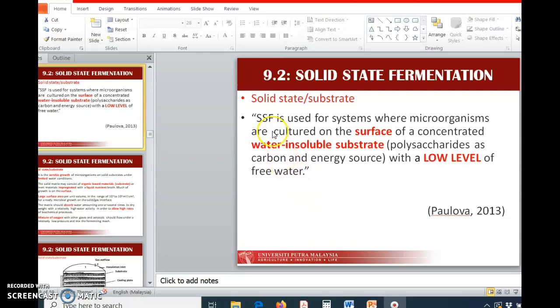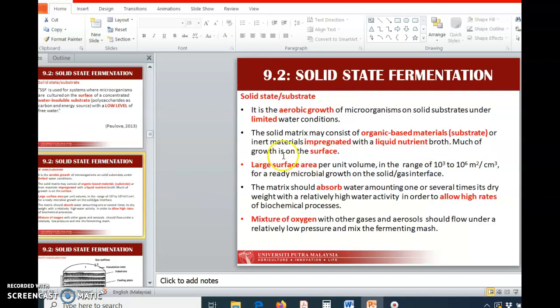As you can see, the definition is: SSF, or solid state fermentation, is a system where microorganisms are cultured on the surface of concentrated water insoluble substrate with a low level of free water. They still need the water, but usually they are being put in the solid substrate and they are very limited. Alright, so this is the introduction.